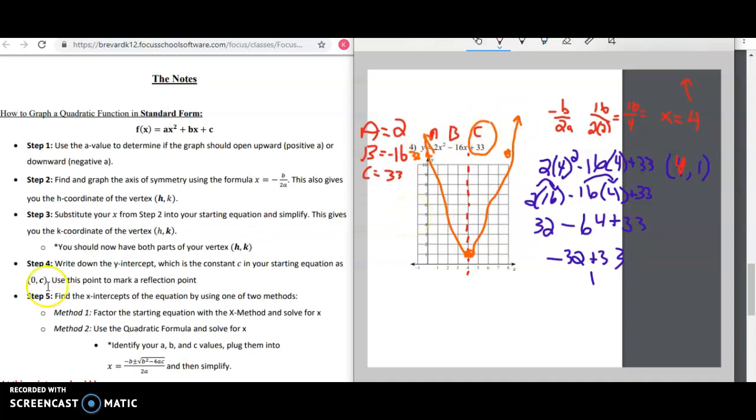Okay, so you're not always going to have to do step 5. You only do step 5 if you're going to have x-intercepts, but since I did my vertex here and I knew it was going to open up, I know I'm not going to cross this x line, so there's no need to do step 5. As long as you can get 3 points on your graph, you're going to be fine. So find your vertex, do your y-intercept, then mirror that point, and then you can be done.